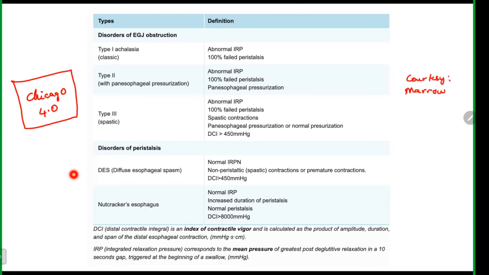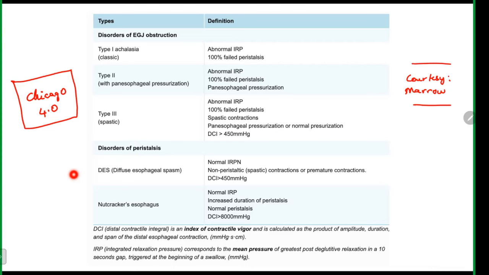Is it clear? DCI stands for distal contractile integral. What is distal contractile integral? It is an index of contractile vigor, calculated as a product of amplitude, duration, and span of distal esophageal contraction. How much contraction is there is what we measure, and if it is more than 450 millimeter of mercury, the contraction is severe, so we call it a spastic contraction. This is a question they actually asked.